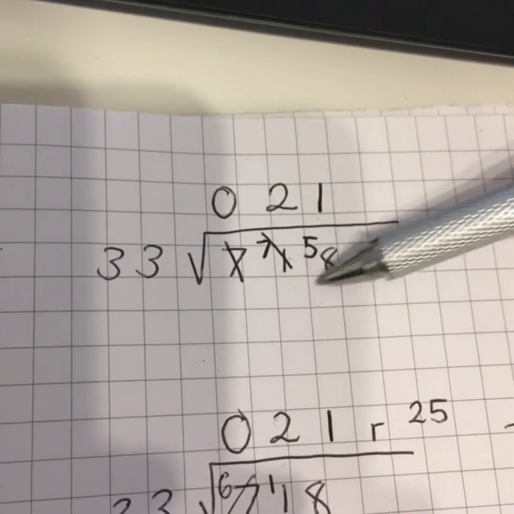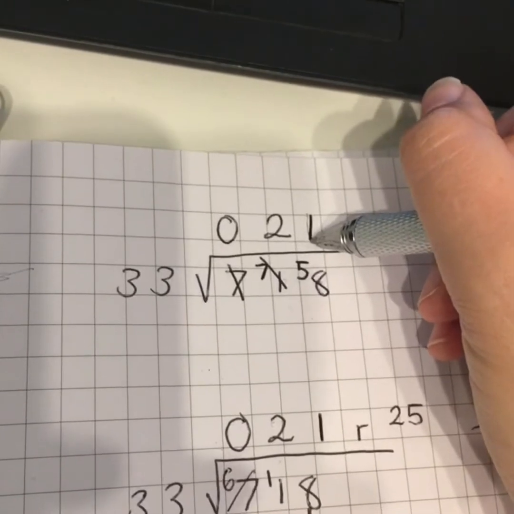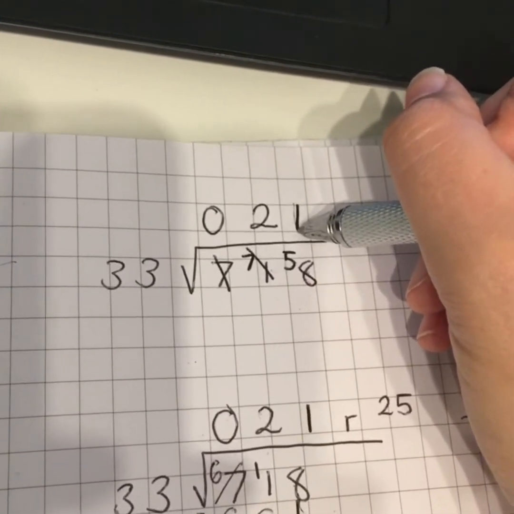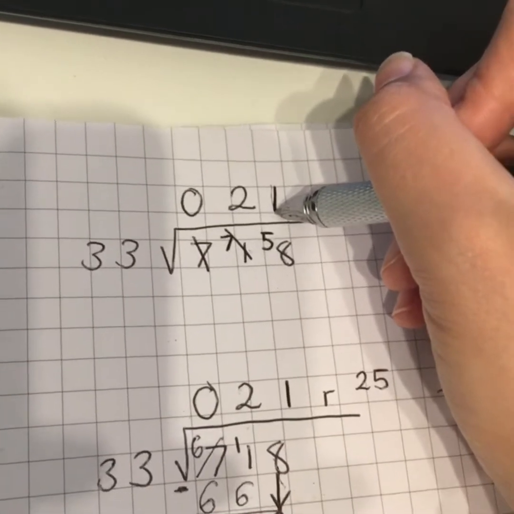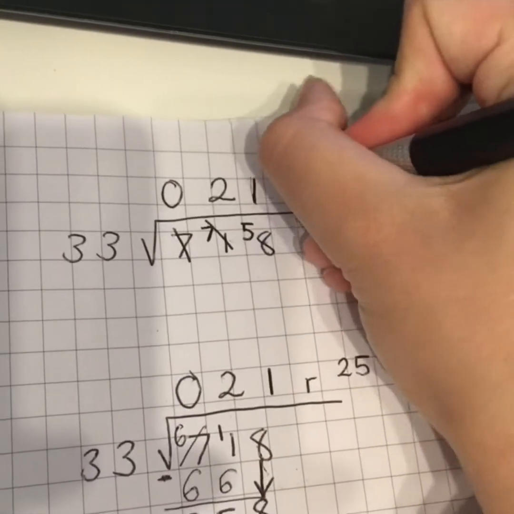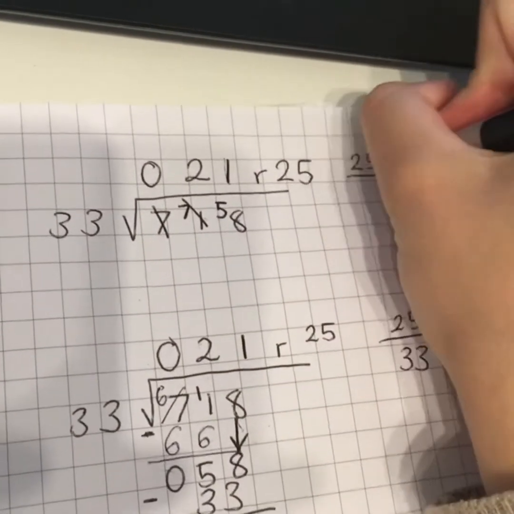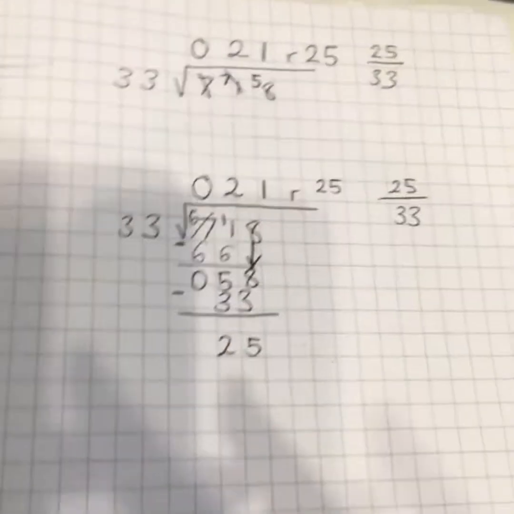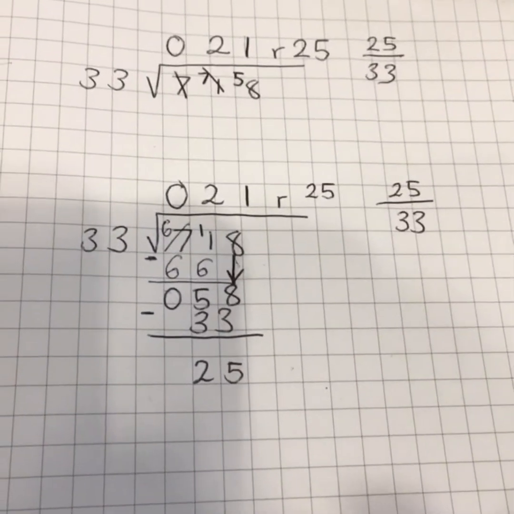So I've got 58 divided by 33, which would be 1. There's my 1. How many left over? Well, now in my head, I need to do 58 take away 33, or I need to do 33, what do I add on to get to 58? And my answer would be 25. So it'd be remainder 25, or as a fraction, 25 over 33. Hopefully you can see that this is the same maths, okay?